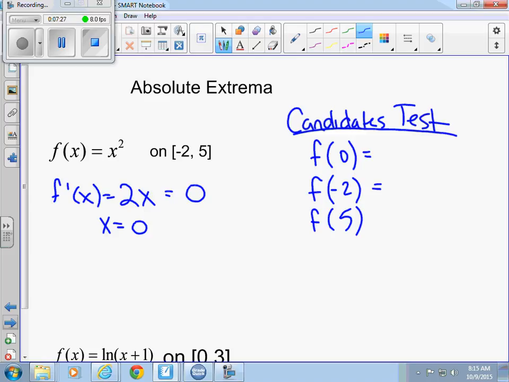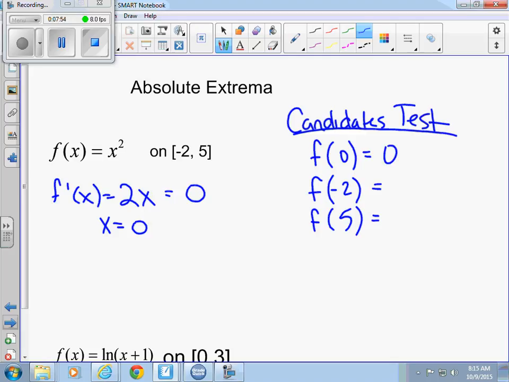If you are only looking for a relative or for an absolute minimum, then it might be a good idea to identify whether this is a min or max, just to limit how many things you have to guess. But that's up to you, whether you figure that out or just go straight to the candidates test. Probably depends on how hard it is to plug this stuff in. This one, it's so easy to plug it in, we might as well just plug them all in, right?